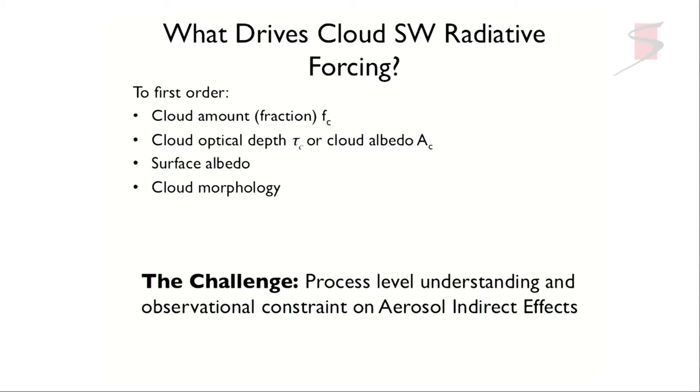Okay, we've had lots of introductions. I will just make it very brief. What drives cloud shortwave radiative forcing to first order? Properties like the cloud amount, the cloud fraction, the cloud optical depth or the cloud albedo, the surface albedo, and cloud morphology to some extent? The challenge we face is process level understanding and observational constraint on aerosol indirect effects.